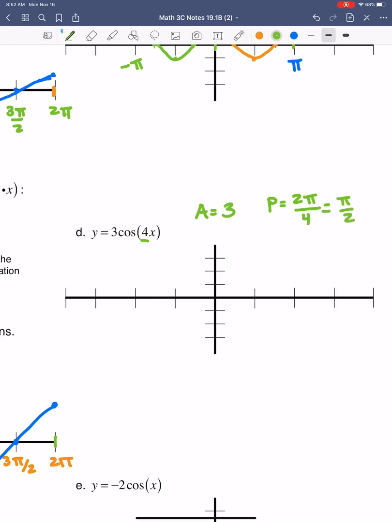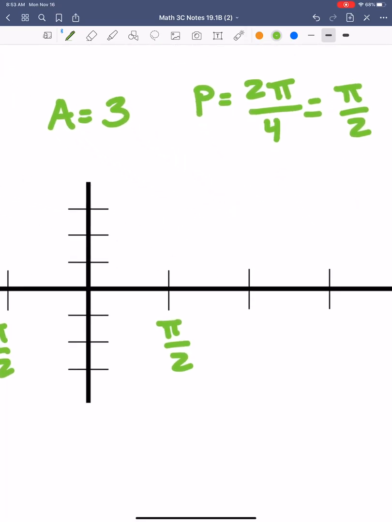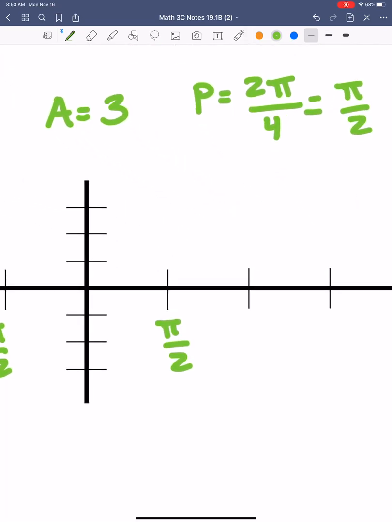So that means by the time I hit pi over 2 and negative pi over 2, I need to go through one full cycle. So first, let's start at the positive one here, right? Just like before, I need 4 tick marks. So first, I'm going to split this in half, and then I'm going to split that in half again. And I've got my 1, 2, 3, 4 tick marks there.